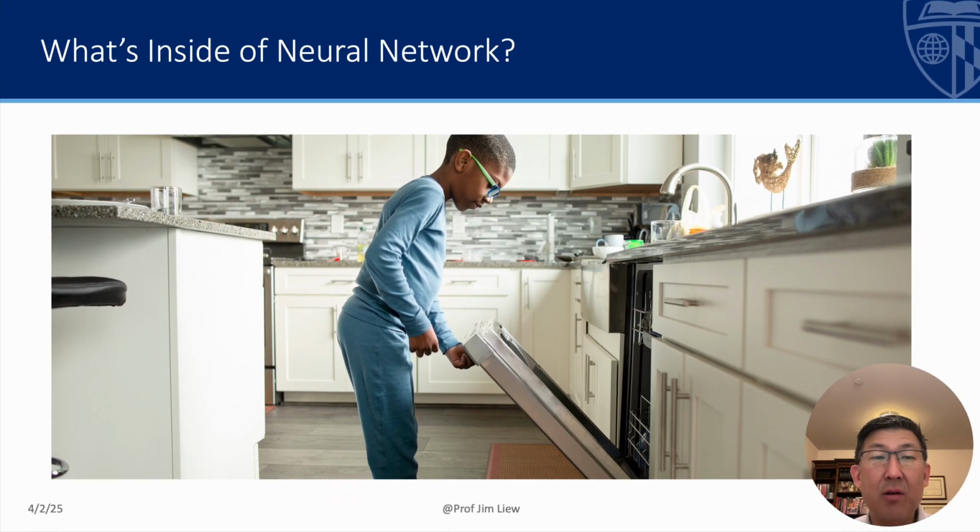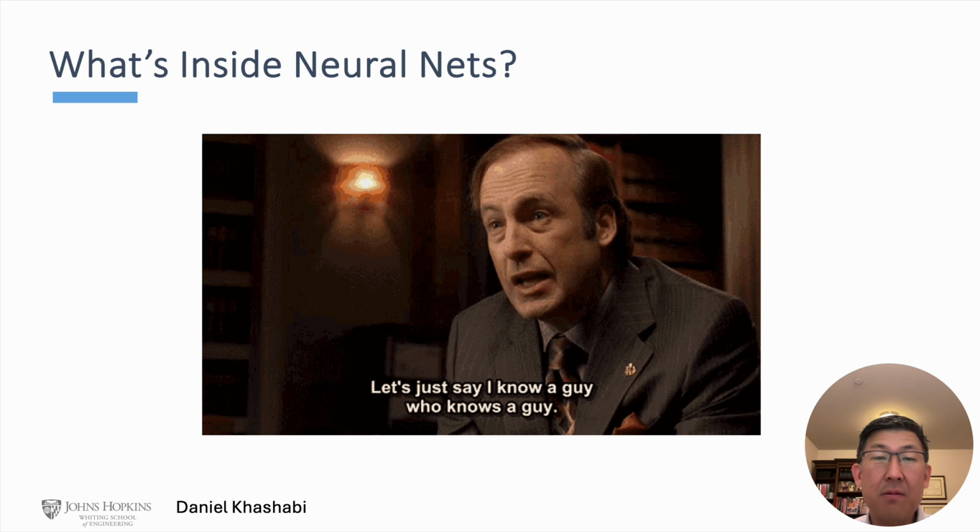Okay, so now let's look inside these neural networks. What's inside? It's kind of funny. Let's just say I know a guy who knows a guy. And so this is Saul. The reason why this is kind of funny is because it's a bunch of perceptrons and they're stacked up on top of each other. And then you can visualize a neural network as the next layer being another perceptron that's generating the signal to the next layer. So, knows a guy who knows a guy, which is the perceptron, which is the building block.